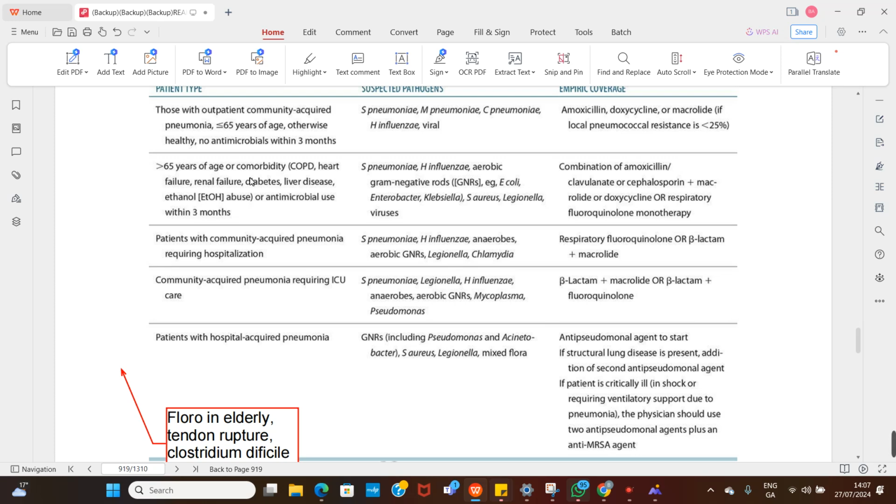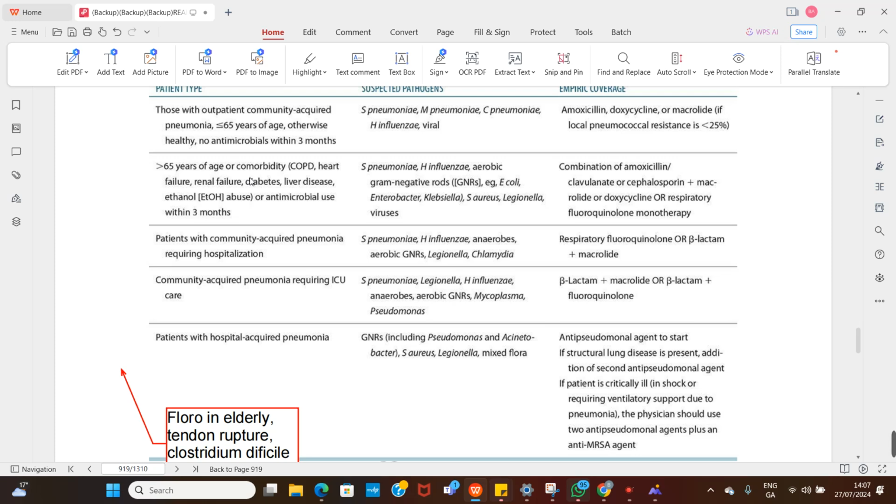Okay, I'm listening. Yeah, so greater than 65 with comorbidities and patients with community-acquired pneumonia requiring hospitalization get the same treatment. It's beta-lactam, macrolide, or respiratory fluoroquinolone. That's correct. Okay. So if the person requires ICU, what do you do?